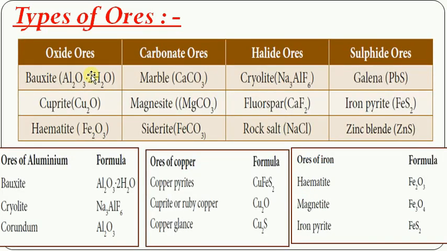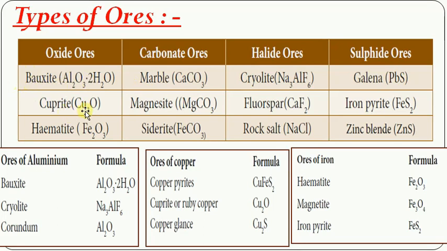Oxide ore: you could see bauxite. How do you want to remember this? If you remember bauxite, this formula you cannot remember easily. Instead, you should know the chemical name. If you relate the chemical name and the ore name, we can easily write it. Aluminium oxide bihydrate is the chemical name. We call it bauxite.